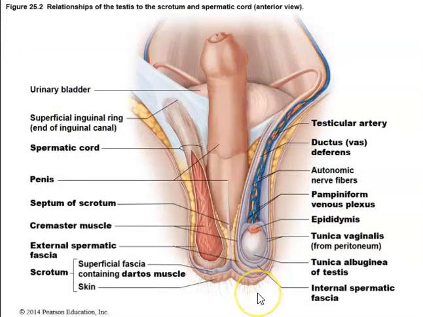And just an anterior view of the contents of the testes and the relationship of the testes to the scrotum and the spermatic cord. So we will talk about these structures in just a little bit when we get to internal anatomy, but you can see here's the scrotum. We see the superficial fascia containing the dartos muscle. Again, dartos being a smooth muscle, and then the cremaster muscle being that layer of skeletal muscle.